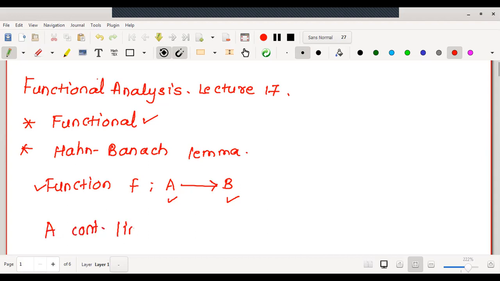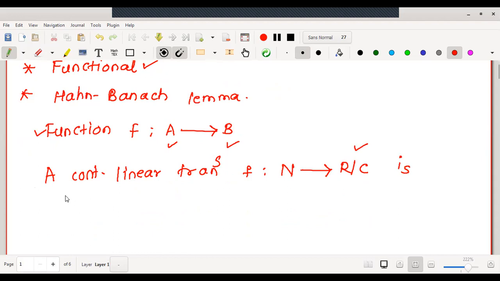A continuous linear transformation small f from a normed linear space N to either R or C, that is a scalar field, is called a functional.